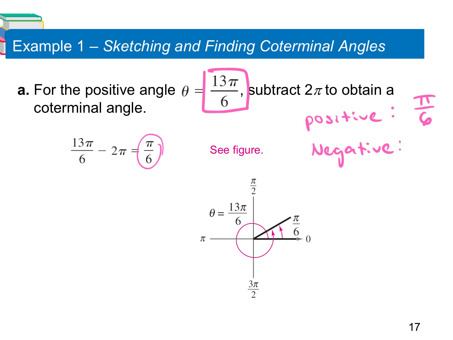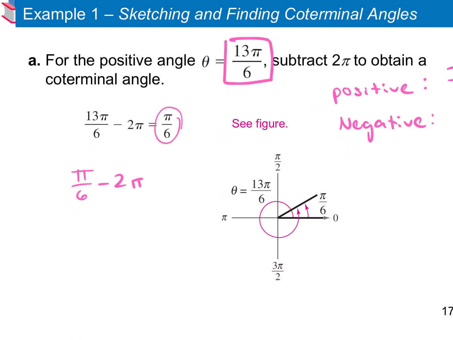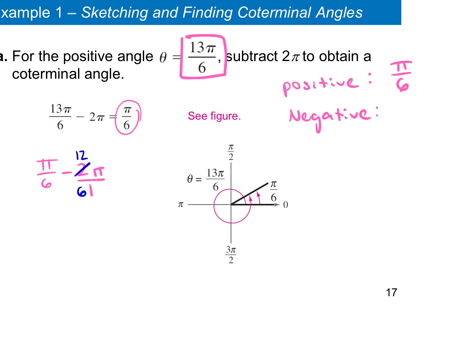I would keep subtracting. So I would take pi over 6 and subtract 2 pi. So how would I subtract these? What do we need? Common denominator. So I can make it 2 pi over 1. And then we need a denominator of 6. So I'm going to multiply the top and the bottom by 6. So you get 12 pi over 6. What's pi minus 12 pi? Negative 11 pi over 6. So that would be our negative coterminal angle.